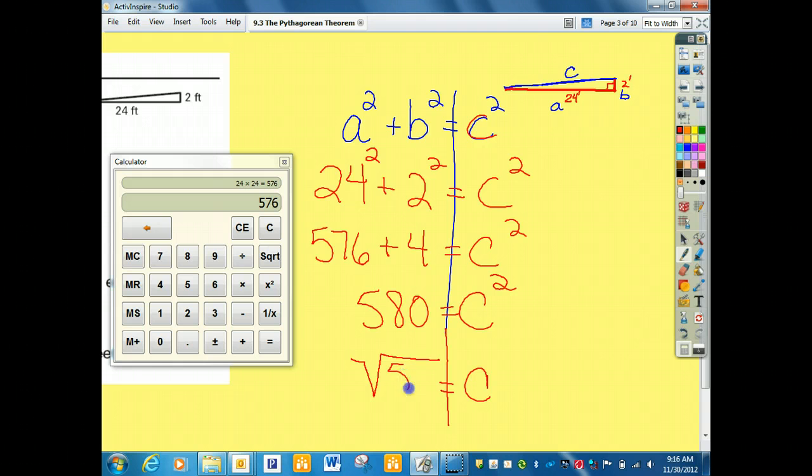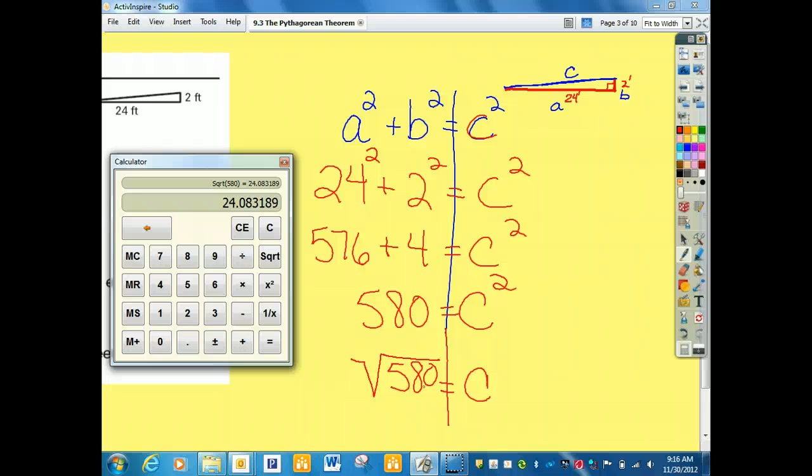Square root of 580. Is 580 perfect? No. 580, hit your square root button. Oh, it's not perfect. Now, what do your directions say? Do they want you to leave this in radical form, or do we have to break it out of radical jail? Or do they want us to round it to the nearest tenth? Does it say? Just says simplify.